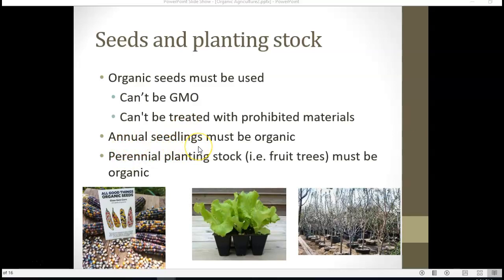Annual seedlings must also be organic, and I did hand y'all some of the seedlings that I started for the SD garden for your plots. I started them at home, and I actually did raise them organically because I use an organic potting mix. But you have to be sure that your seedlings, if that's how you start your plants, are certified organic. And if you're using perennial planting stock like fruit trees, they must be organic or handled under organic management for at least 1 year.